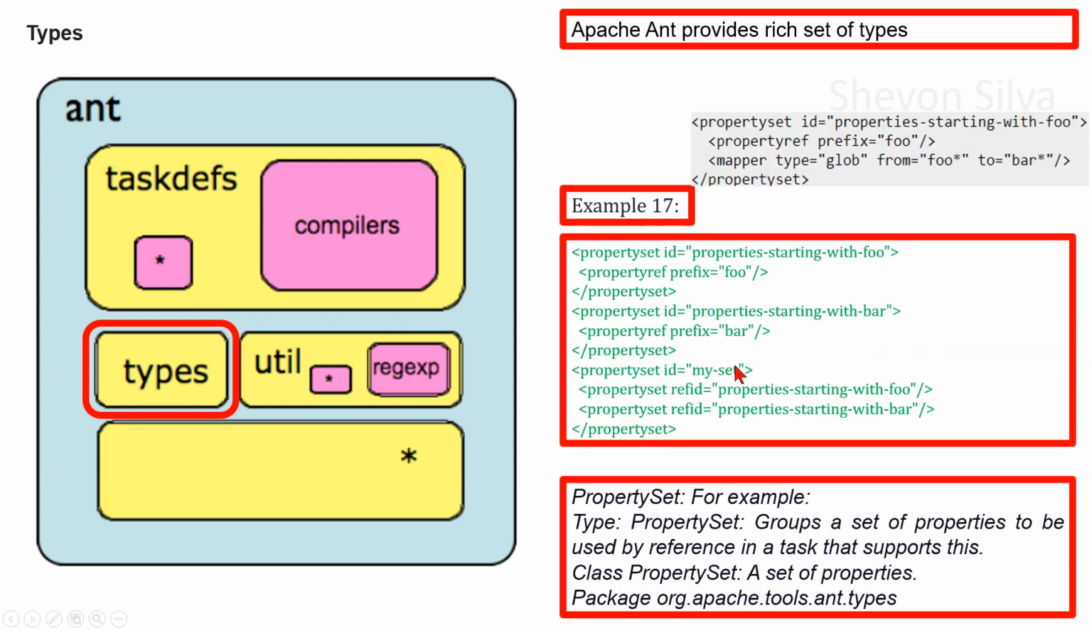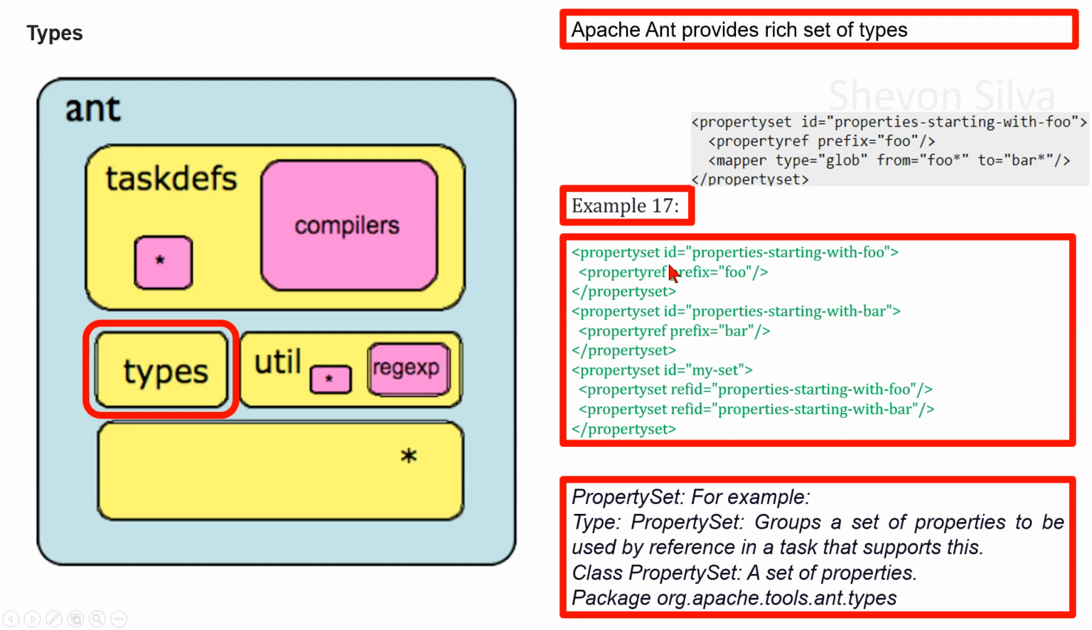Now we are considering property set. For example, here type property set groups a set of properties to be used by reference in a task that supports this. With regard to API, we can consider class PropertySet, a set of properties, and that is in org.apache.tools.ant.types.